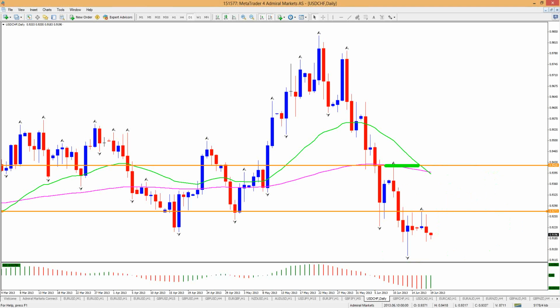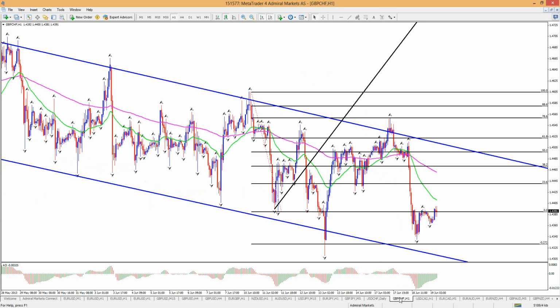Now if we break above this high, after we do something like that, then limit orders make sense, because then we're in an uptrend. So that's my opinion on the dollar Swiss. Let's take a look at the pound Swiss.